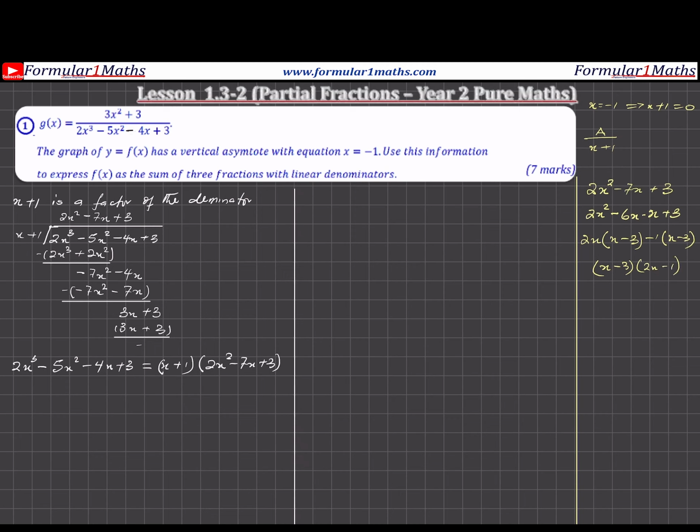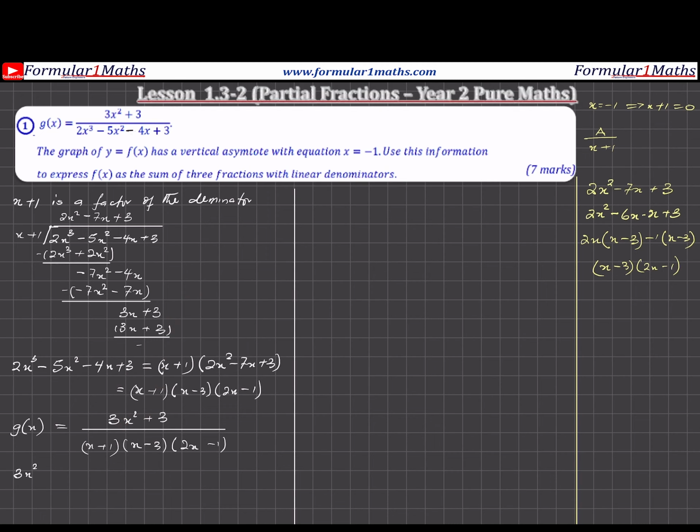And so we can now replace this with the two linear factors over here. So the whole of that becomes x plus 1 brackets x minus 3 and 2x minus 1. So that's the denominator. So g of x now will be 3x squared plus 3, all of that over x plus 1, x minus 3 times 2x minus 1. That's g of x.